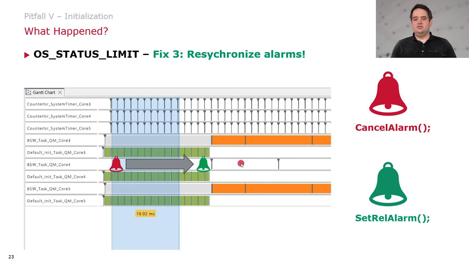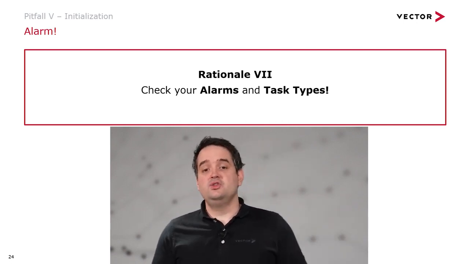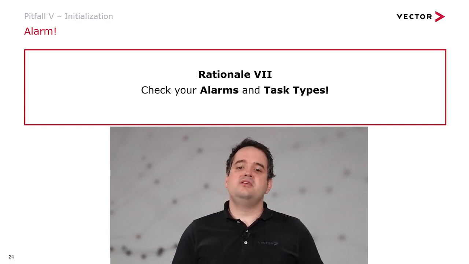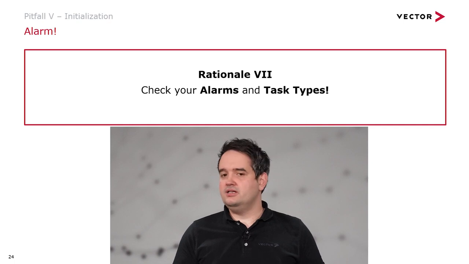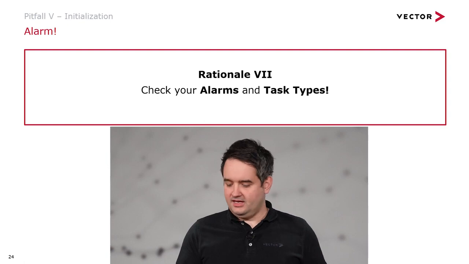And also here you see this nicely, the 10 milliseconds pattern now of the ECUM main function. So I like this in scope of symmetry because in comparison to core 3 and 5, you see here the ECUM main function cyclicity of 10 milliseconds is not exactly matching in here. So my rationale 7 for you is check your alarms and your task types, basic versus extended, and you may identify an issue in your initialization step, leading finally to OS status limit, and you are able to resolve it then.